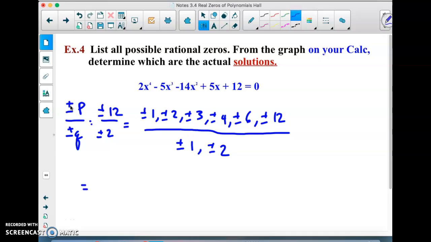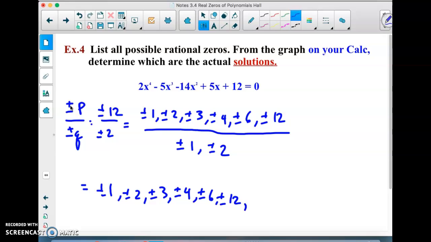I'm going to do all the tops divided by 1. If I do that, I will get plus or minus 1, plus or minus 2, plus or minus 3, plus or minus 4, plus or minus 6, and plus or minus 12. Those are all the ones divided by 1.